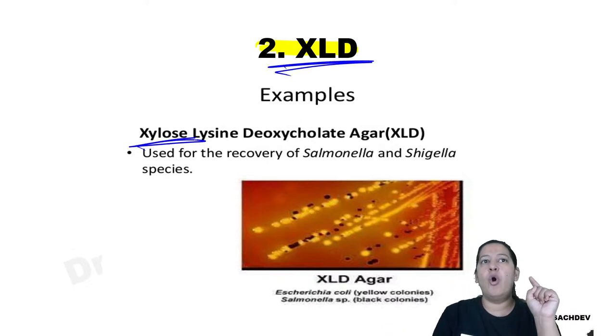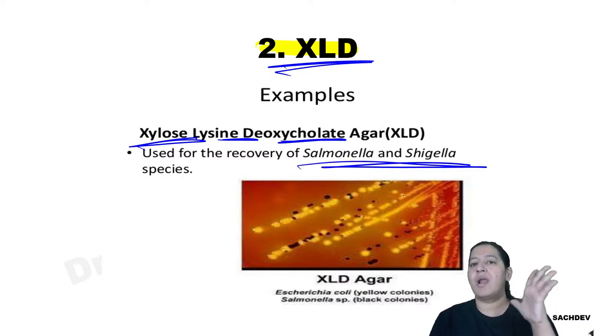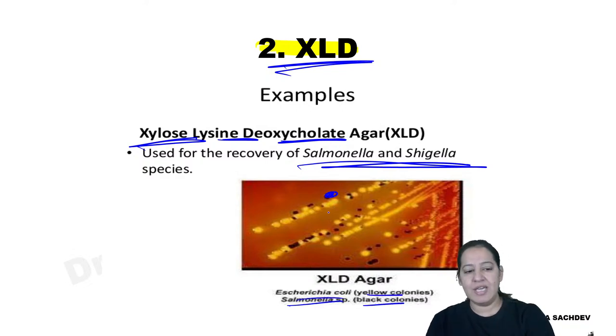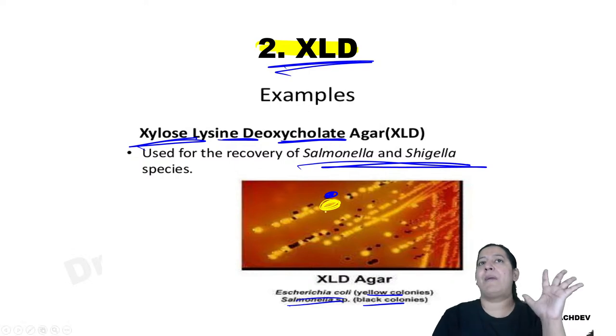XLD is xylose, lysine, deoxycholate agar. It will give different colors to Salmonella, Shigella and E. coli. Salmonella and Shigella will be black and E. coli will be yellow. So can you see black and can you see yellow? Different colors for different bacteria.